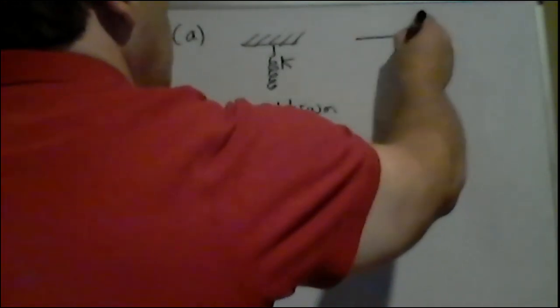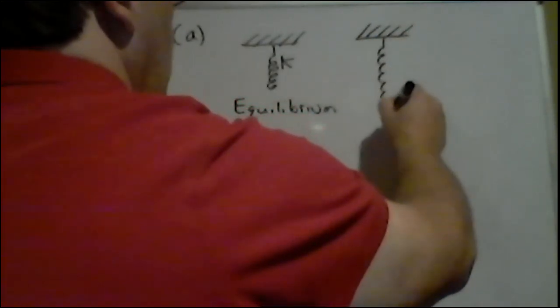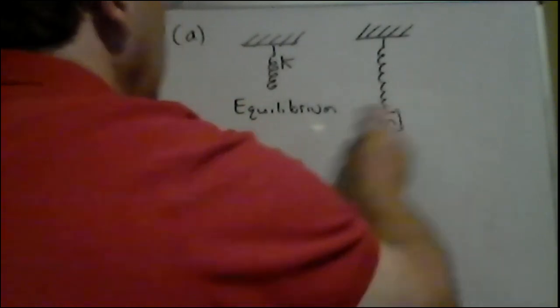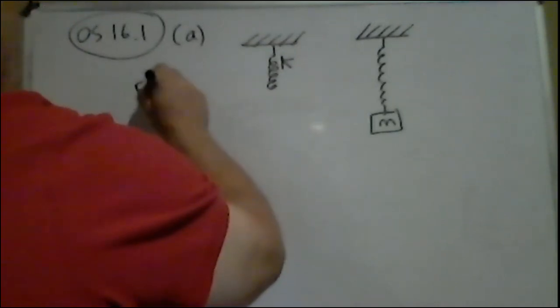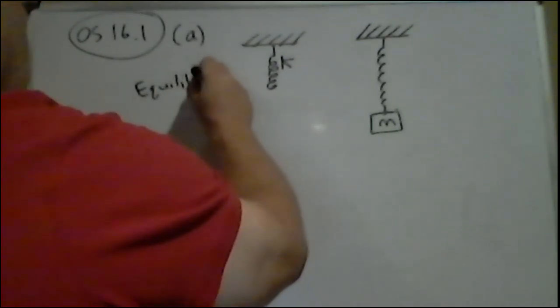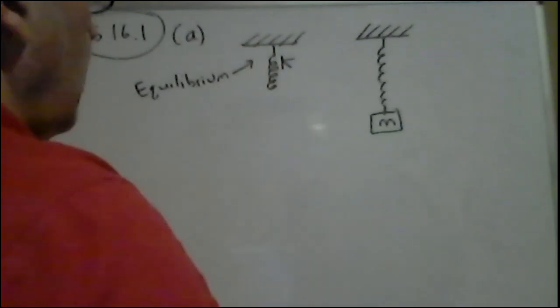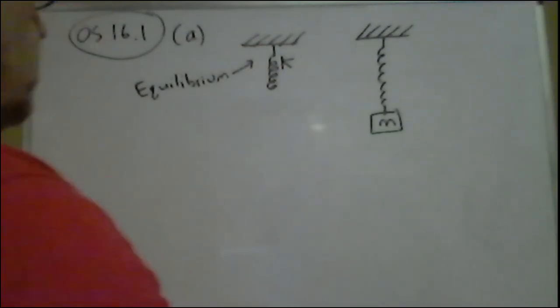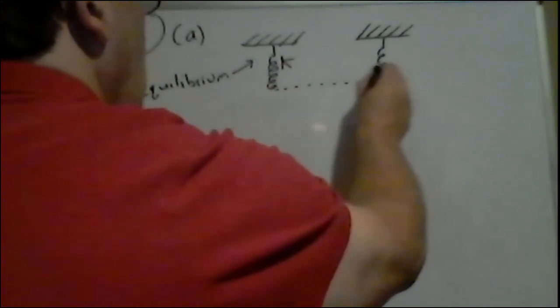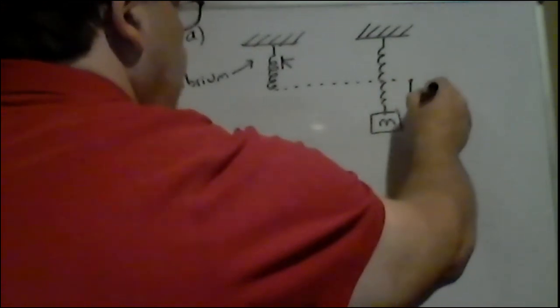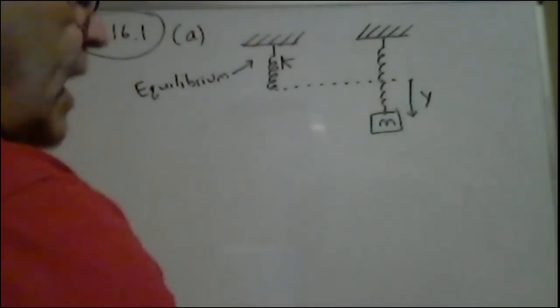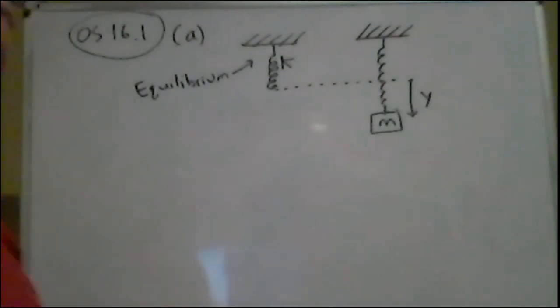All right, now I'm going to hang a mass. What's that going to do? Same spring, and I hang some sort of a mass, and this is the equilibrium situation. I notice that the mass is going to stretch. Here's the original location, and it stretches by an amount y. That's the displacement of the mass.